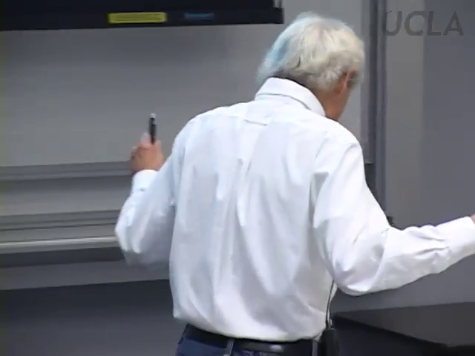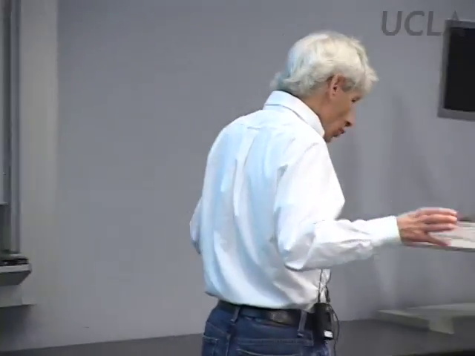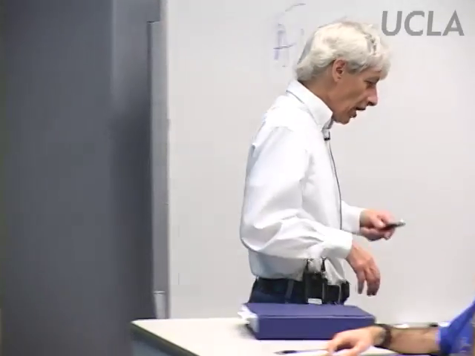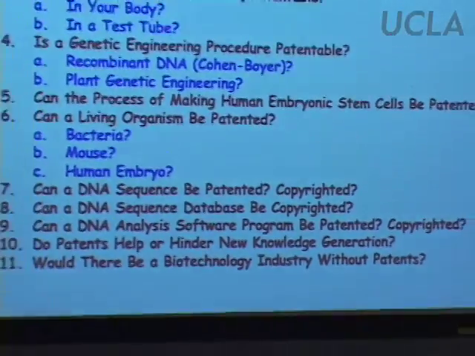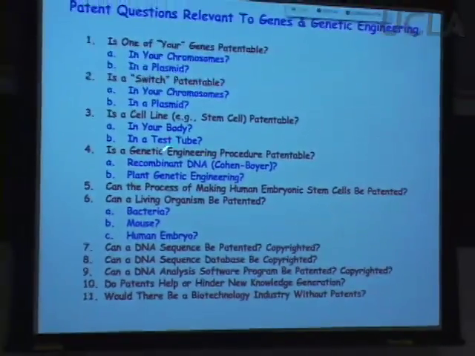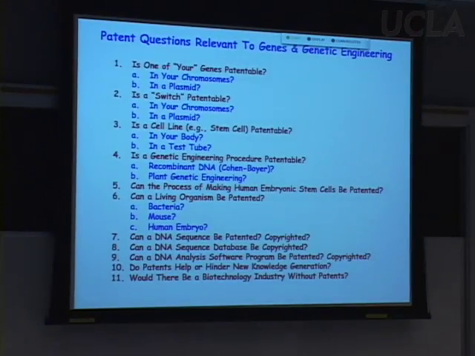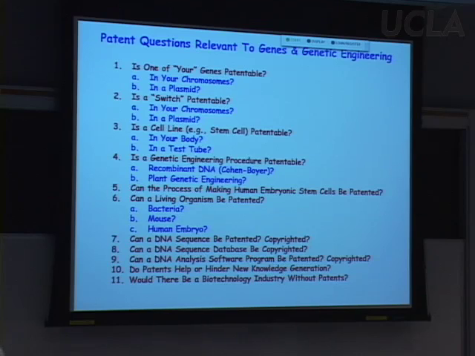So the questions related to genetic engineering relative to patents are on the board here. You can read them, but let's just say, is one of your genes patentable? The answer is in your chromosomes, no. In a plasmid, yes. And I'll tell you why in a second. Is your switch patentable in your chromosomes? No, but in a plasmid, yes. Is genetic engineering procedure patentable? Absolutely. Cohen-Boyer, transgenic plants, transgenic pigs, stem cell research, all of that stuff is patentable.